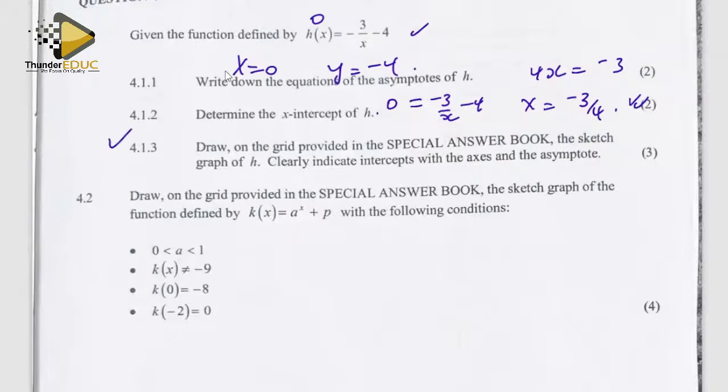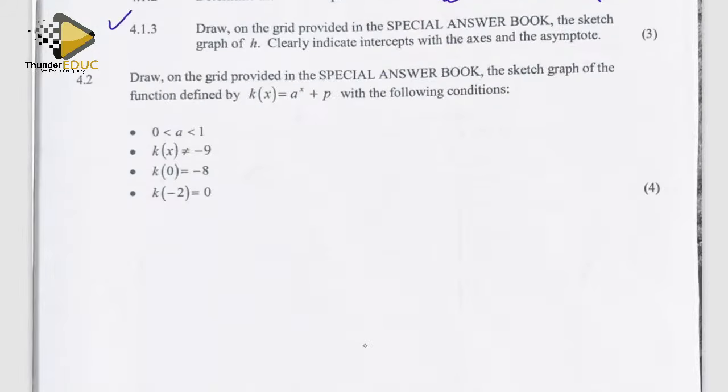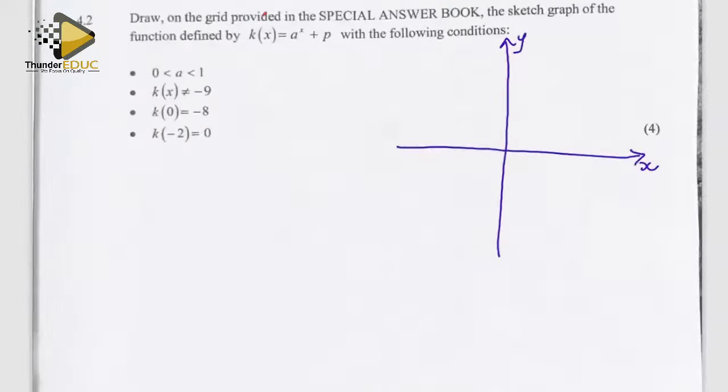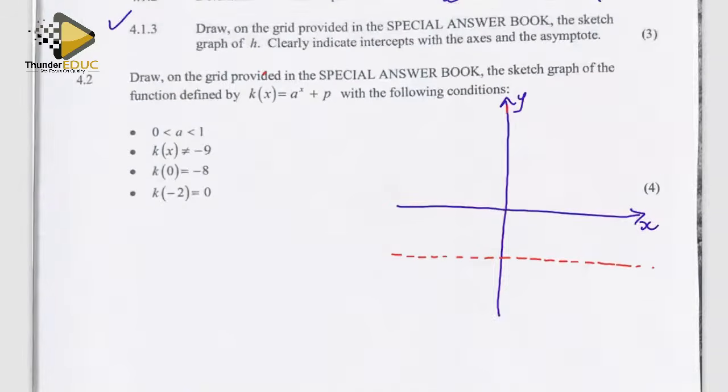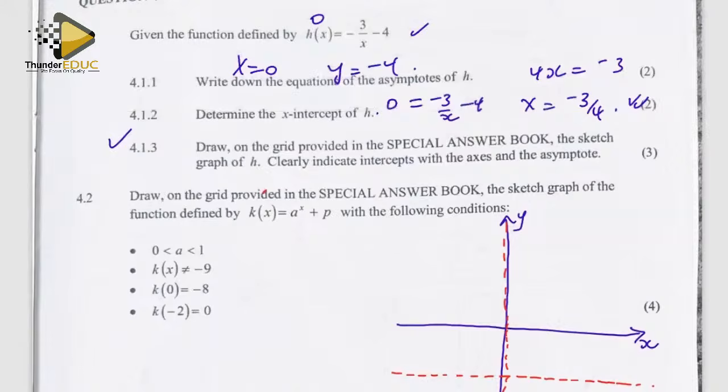Then 4.1.3, they want us to sketch. Okay, so I'll sketch it here. Remember this hyperbola is basic. So we're going to have our asymptotes first, which is y = -4. So y = -4 is somewhere there. The other asymptote is just the y-axis. Okay, so the x-intercept, we said -3 over 4, which is somewhere here. And then I think we're done.